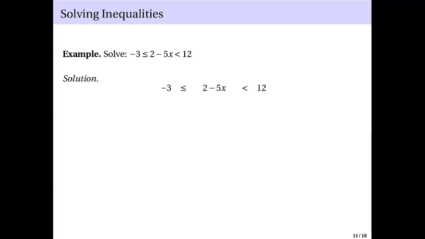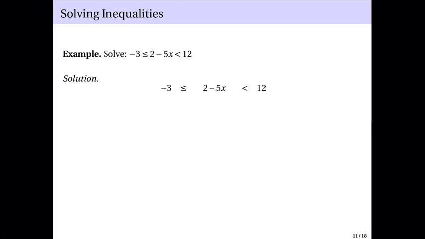And then on both ends, the left end and the right end, we have the constant. Take note also of the direction of the inequalities. They are in the same direction: less than or equal, and here you have less than. Also observe that the inequality makes sense because negative 3 is actually less than 12.